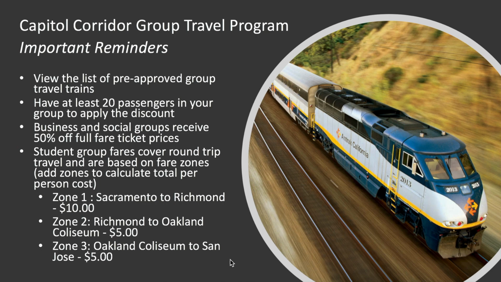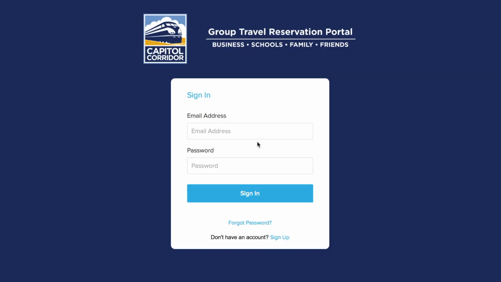Before starting, I also wanted to remind everyone that groups are restricted to specific trains that can be used for a discounted trip. So please view our list of pre-approved trains to help plan your trip on the Capital Corridor Group Travel Program webpage prior to submitting a group travel request through the app.